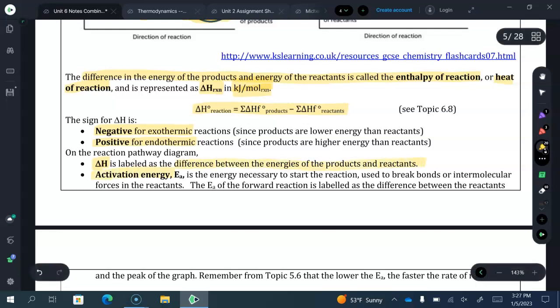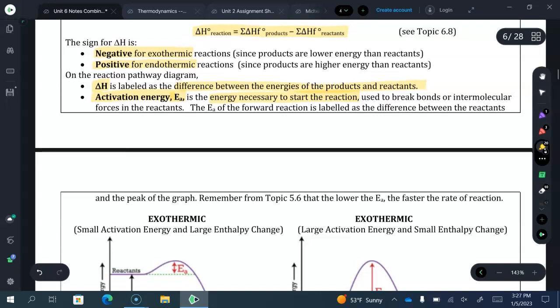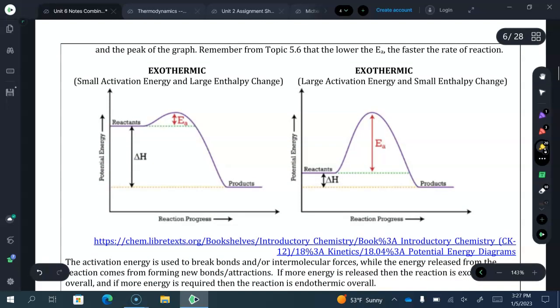The activation energy, or Ea, is the necessary energy to start the reaction. It's used to break bonds or intermolecular forces of the reactants. The activation energy of the forward reaction is labeled as the difference between the reactants and the peak of the graph. Remember from topic 5.6 that the lower the activation energy, the faster the rate of reaction. So a little bit of review throwing in here.